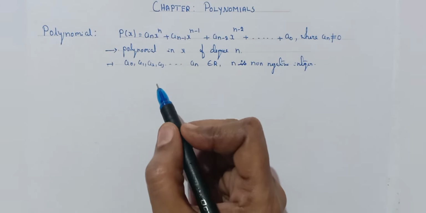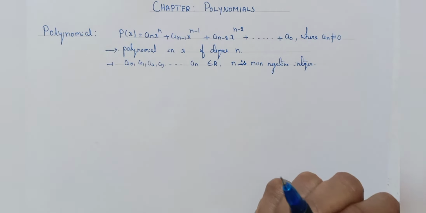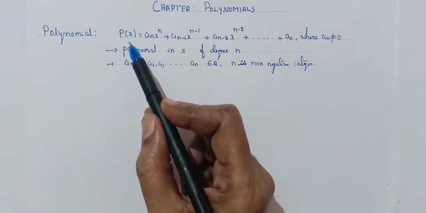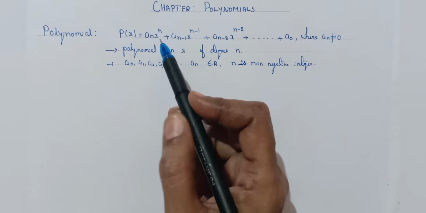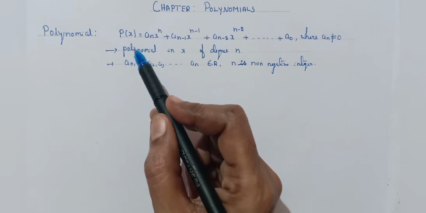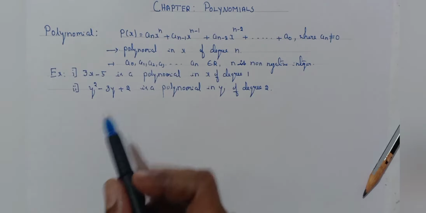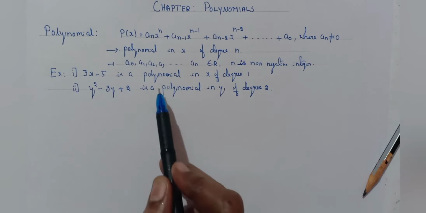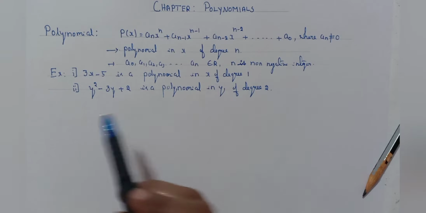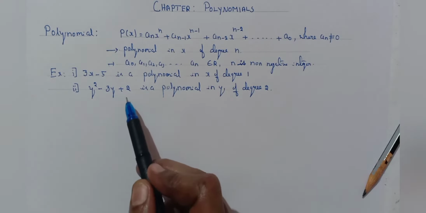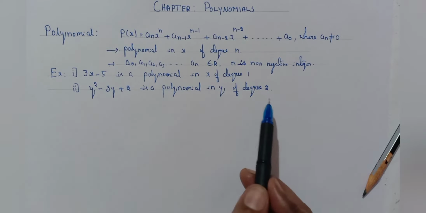You know, the highest power of the variable is called the degree of the polynomial. Here, in the polynomial p of x, n is the highest power. So, the degree of the polynomial is n. Example, 3x minus 5 is a polynomial in the variable x of degree 1. y square minus 3y plus 2 is a polynomial in the variable y of degree 2.